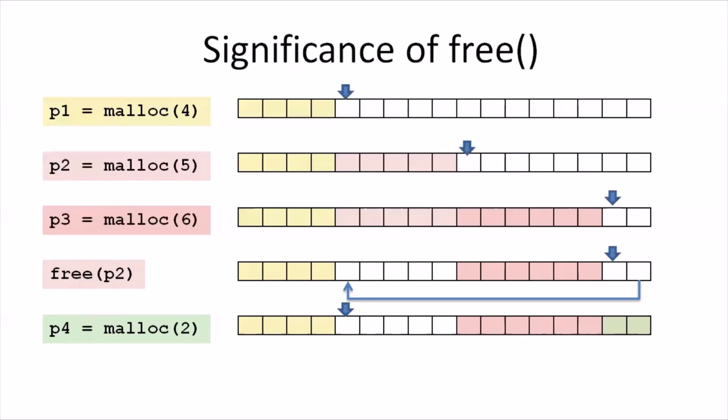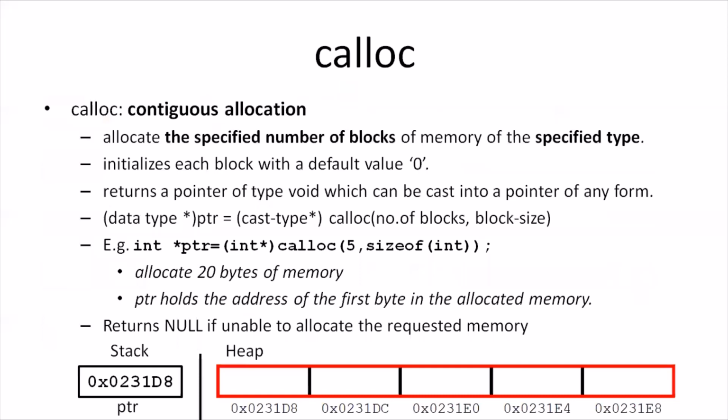Now let us take a look at the next function, that is calloc. The term calloc is the short form for contiguous allocation. It takes two parameters, namely the number of memory blocks and the size of each block, and assigns memory chunks accordingly. Calloc 5, sizeof int assigns 5 contiguous memory blocks, each of the size of an integer, that is 20 bytes in total.